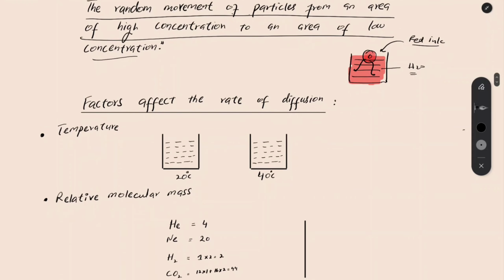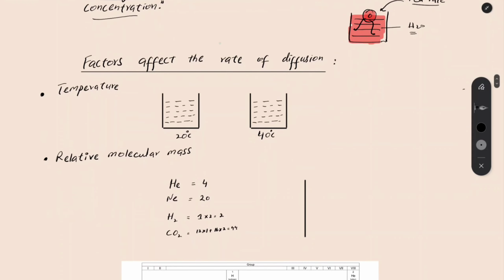Now, the factors that affect the rate of diffusion. Rate means anything like the change with respect to time. In a simplified way, we can say that it is the speed of diffusion. So which one will diffuse faster, which one will move from higher concentration to lower concentration in a lesser period of time? Temperature and relative molecular mass are two factors which will affect the speed of diffusion, or rate of diffusion. One of them is temperature, right?